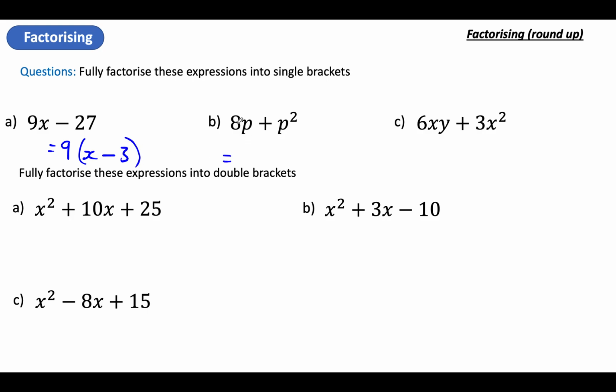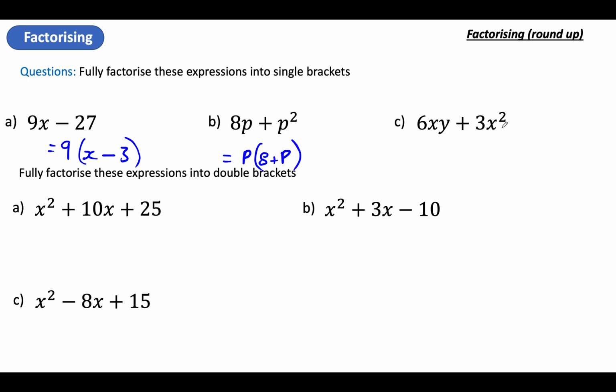This one, okay, what divides 8 and... Actually, there isn't a number there, so I can't put a number on the outside of the bracket, but they both have a P. So I'll put the P on the outside and open up the bracket. I need to make 8p, so I times it by 8 to make 8p. And then I need to make P squared. I've already got 1p, so I need another P.